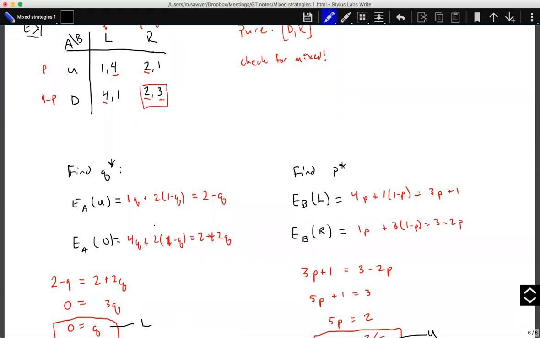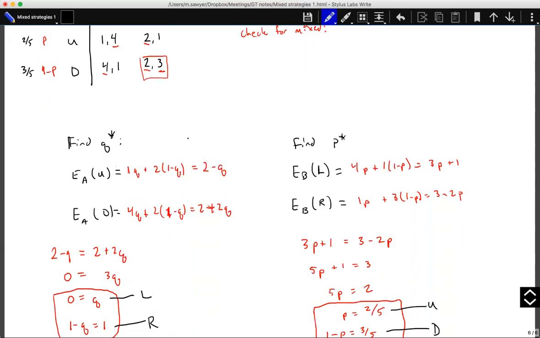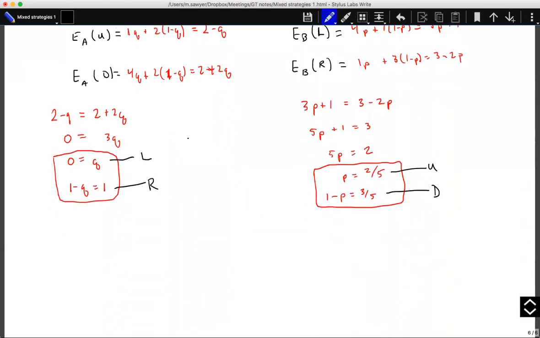So let's look at this back in our matrix. So P, 2/5 of the time, player A will choose up, 3/5 of the time, player A will choose down. Q, none of the time, player B will choose left, and all the time, player B will choose right. So this is where part of the pure strategy comes into play. So it's okay that we have a mixed strategy and a pure strategy. So again, we can still find our expected payoff.